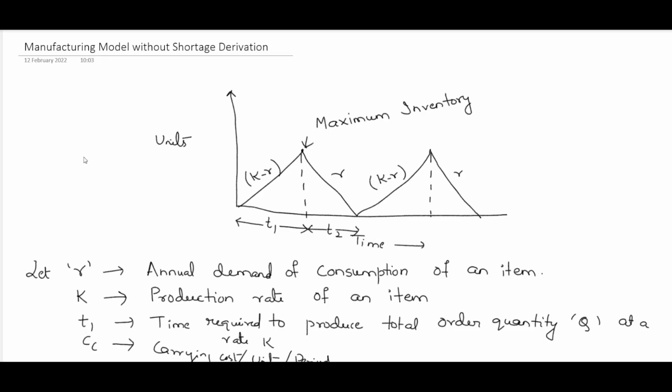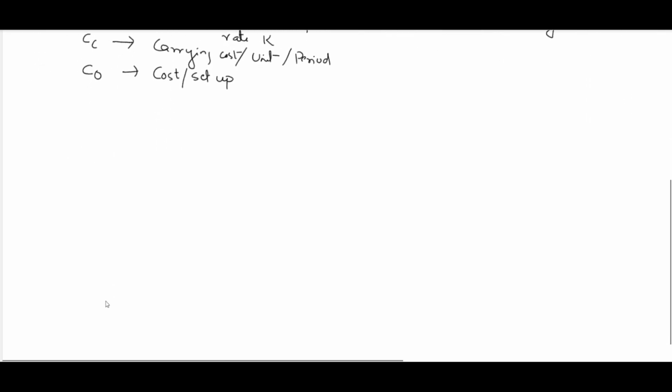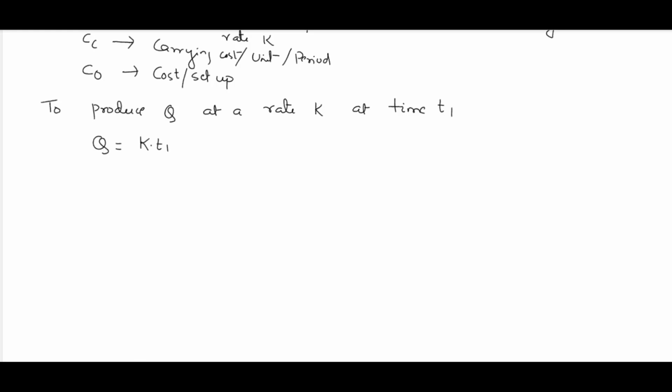So now we will compute the economic batch quantity. To produce Q at a rate K, at time T1, Q is equal to K T1. K is the production rate, and T1 is the time.